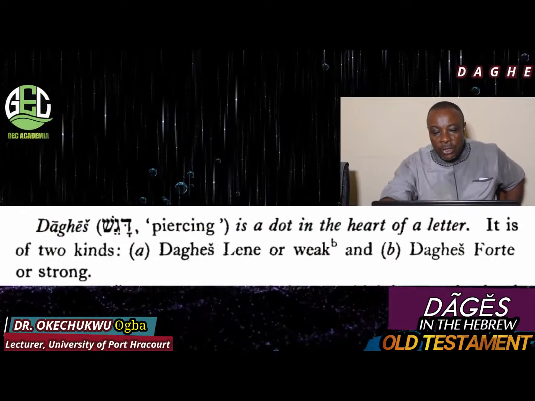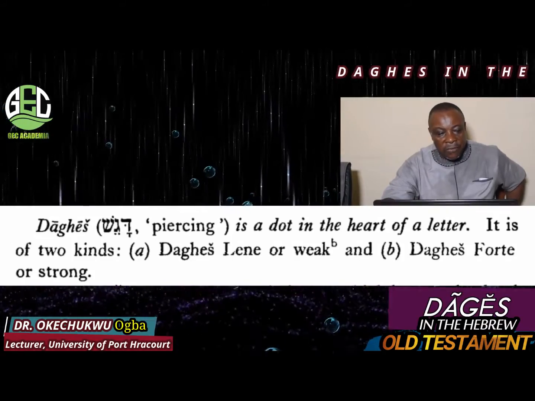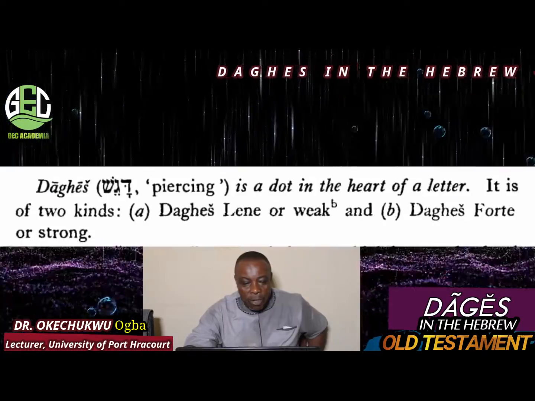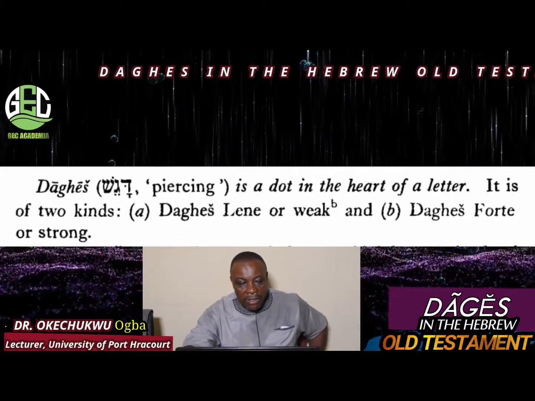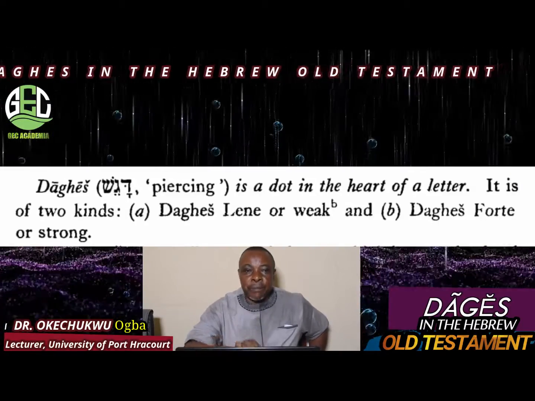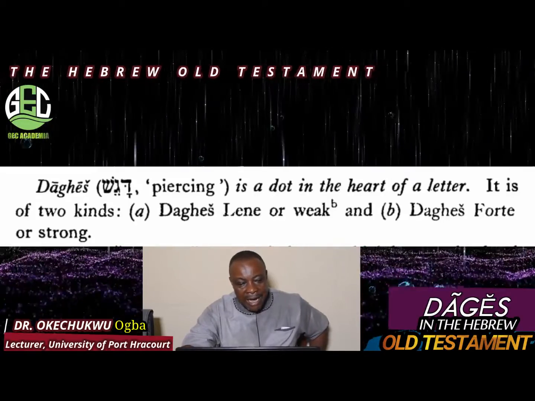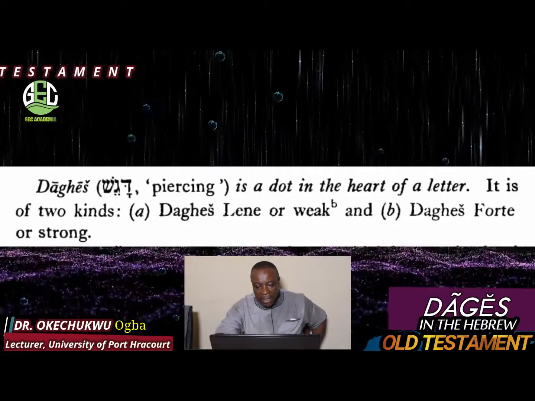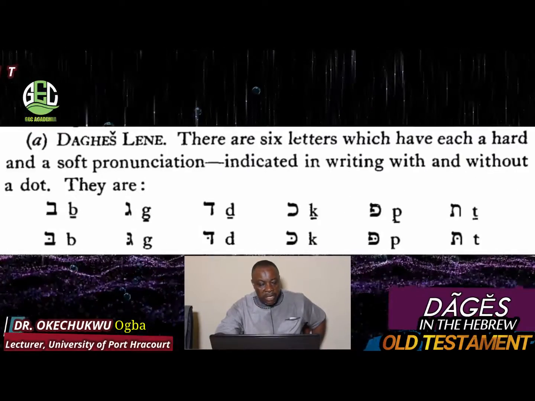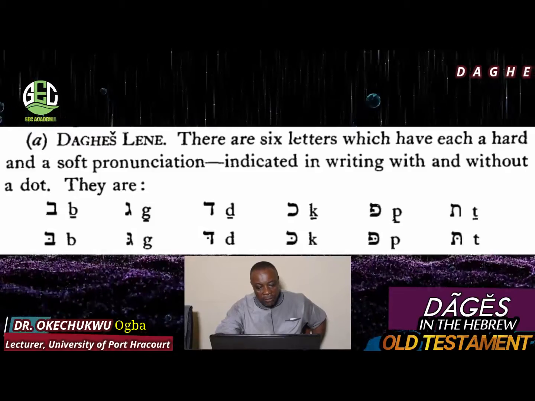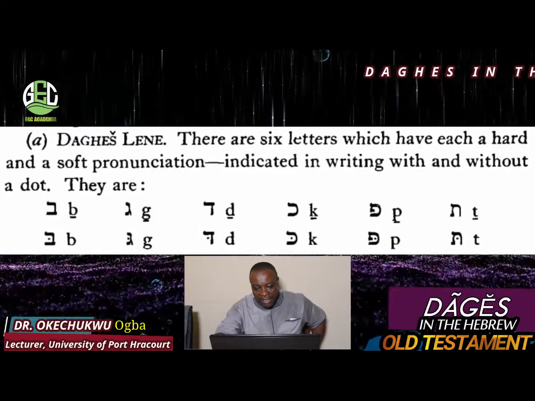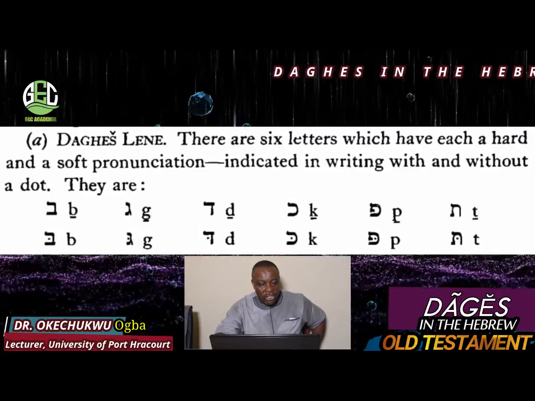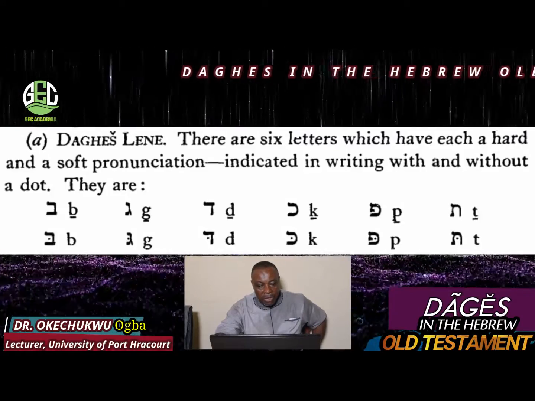Dagesh. Somebody will say, what is Dagesh? We say that Dagesh is the piercing dot at the heart of a letter. There are 6 Hebrew letters that have piercing dots at their heart. Look at the slide. You will see the 6 Hebrew letters: B, G, D, K, P, T.